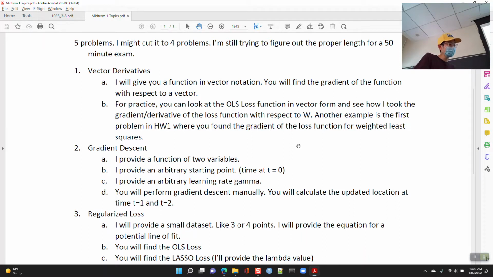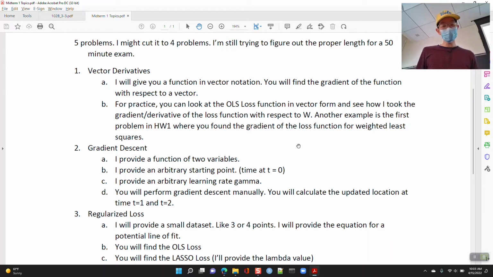Another example is the problem in homework 1, where you found the gradient of the loss function for weighted least squares. And we'll have other functions too. I'll give you another function here, okay? And the important thing is, if it's a function and you're taking the gradient with respect to some vector W, the resulting gradient will have the same dimensions as W. Right? That's going to be a guiding principle there.